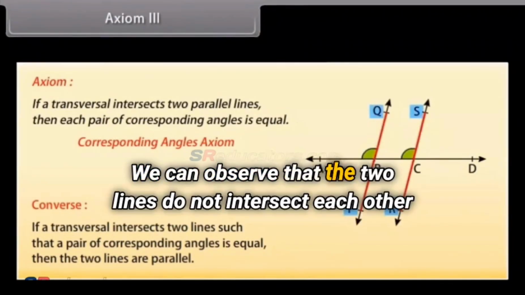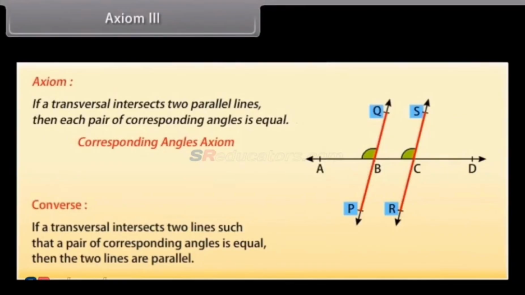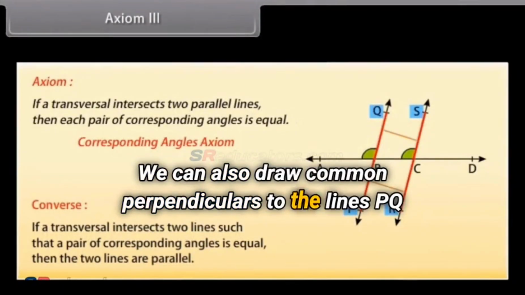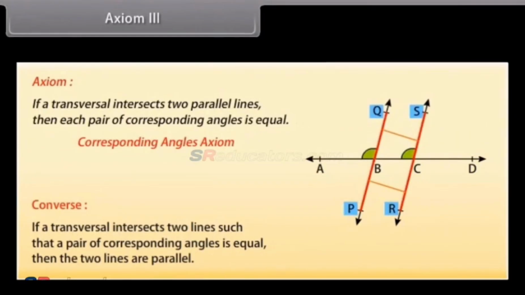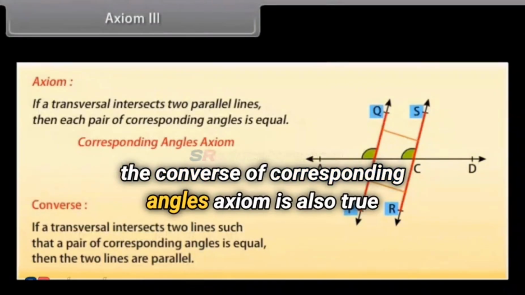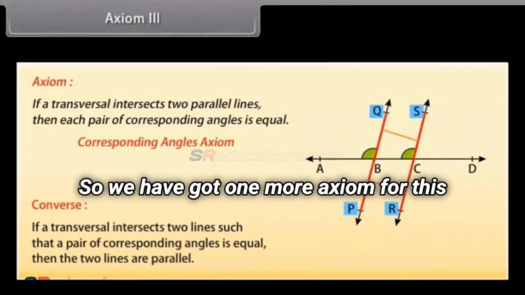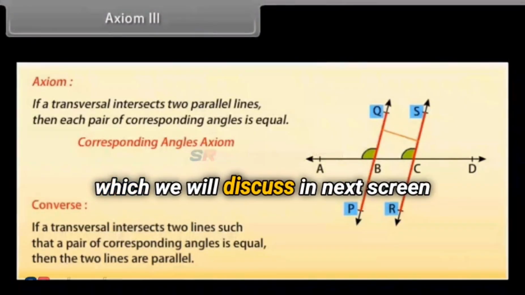We can observe that the two lines do not intersect each other. We can also draw common perpendiculars to the lines PQ and RS at different points and measure their lengths. You'll find it the same everywhere. So we can say that the lines are parallel. Therefore, the converse of the corresponding angles axiom is also true. So we have got one more axiom for this, which we will discuss in the next screen.